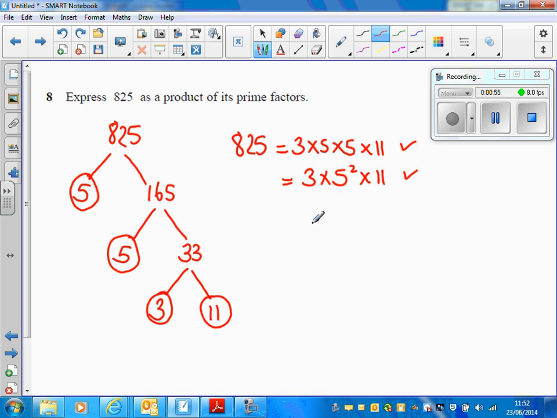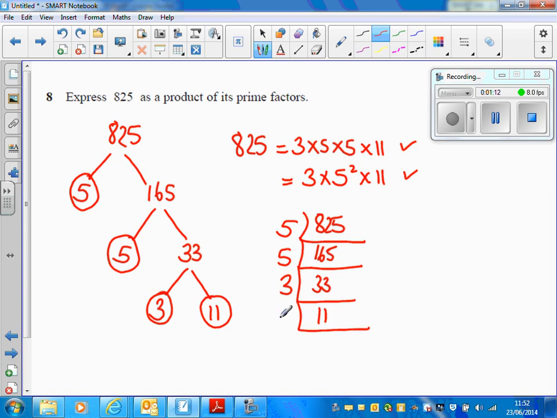An alternative way is to start with 825 and progressively divide by prime numbers. I can see that 5 goes into it 165 times. I can divide by 5 again, and I get 33. Can't divide by 5 again, but I can see that 3 goes into 33 11 times.